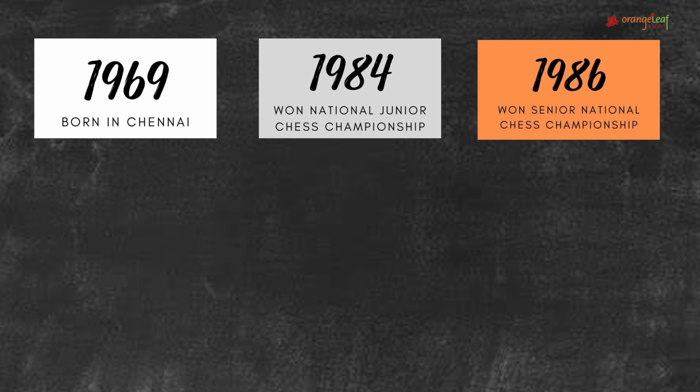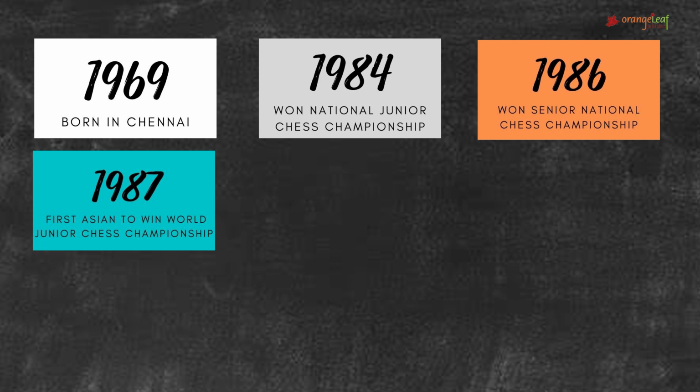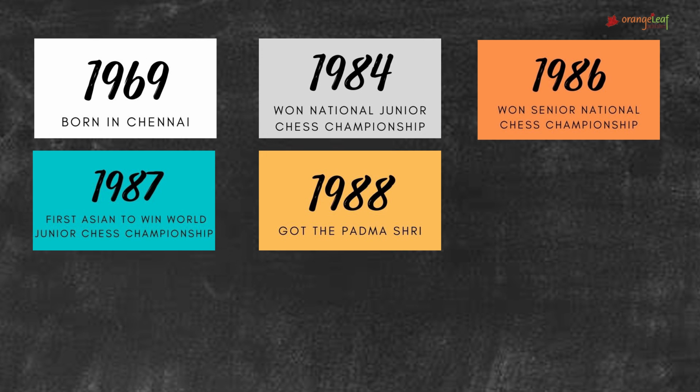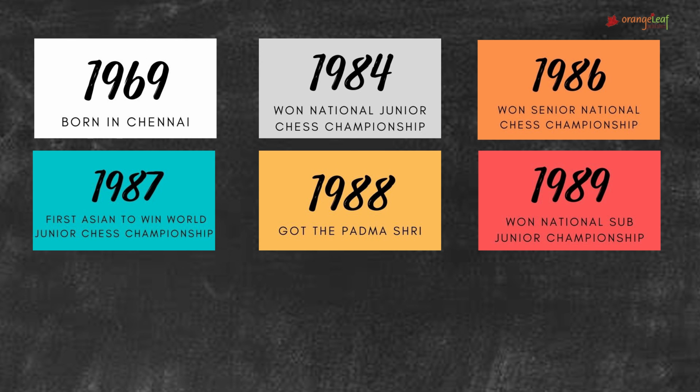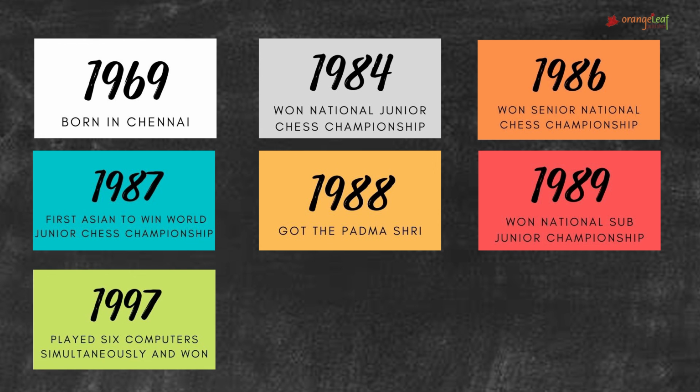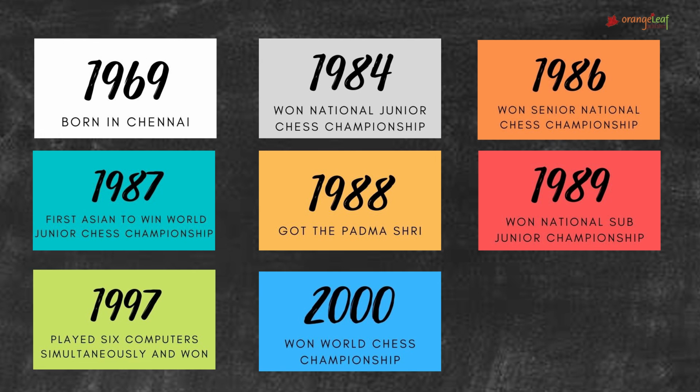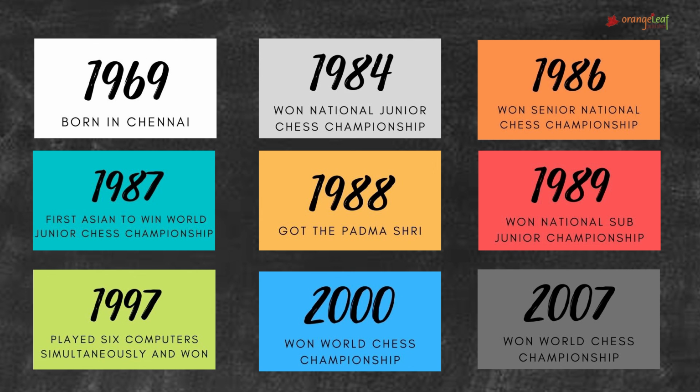Next, in 1986, he won the Senior National Chess Championship. In 1987, he became the first Asian to win the World Junior Chess Championship. In 1988, he received the Padma Shri. In 1989, he won the National Sub-Junior Championship. In 1997, he played 6 computers simultaneously and won. In 2000, he won the World Chess Championship. And in 2007, he won the World Chess Championship for the second time.